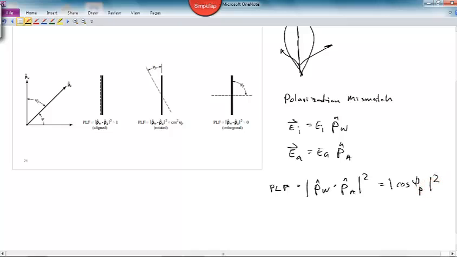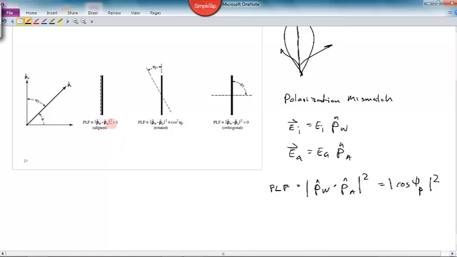And what's gamma sub p? Well, it's the angle between the two unit polarization vectors. I've got the unit vector pointed in the direction of polarization for the wave, and then the unit vector for the polarization of the antenna. I just take the angle between those two, take the cosine of that angle, and square that value, and I get what's called the polarization loss factor. In these figures to the right, I'm showing calculations of different polarization loss factors for different alignments of linear wire antennas.